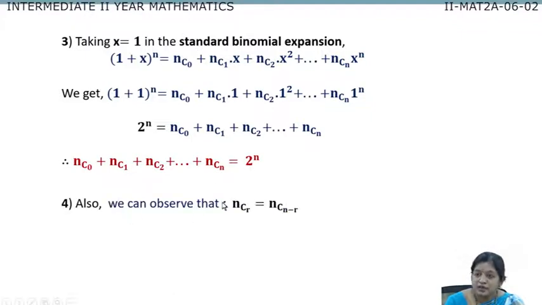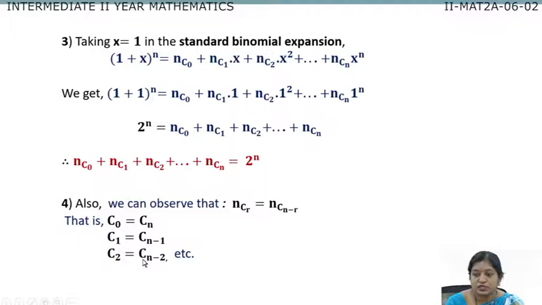And we can also observe that ncr is equal to nc(n minus r). That is, c0 is nothing but cn, c1 is equal to c(n minus 1), c2 is equal to c(n minus 2). So in this way, the coefficients are also equal.